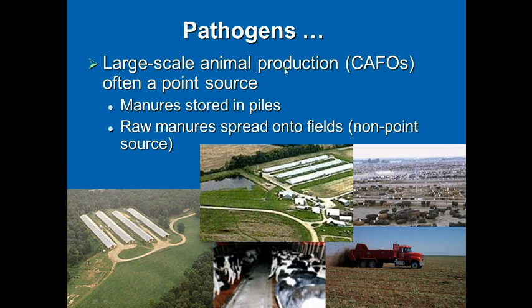Large-scale animal production, CAFOs, are often a point source for pathogens. They have manure stored in piles, and they spread their raw manure onto fields. The raw manure spread onto a field would be a non-point source.